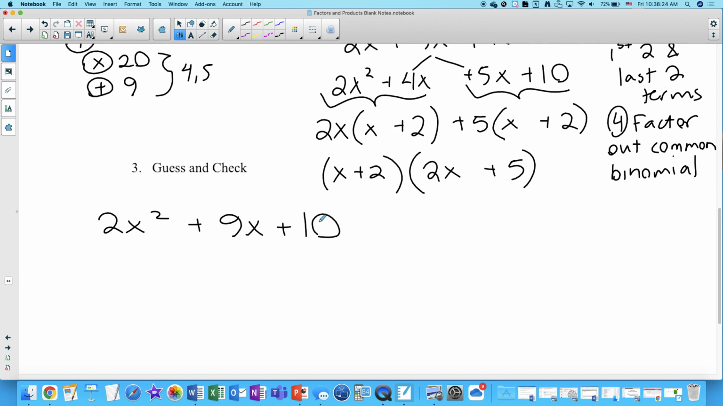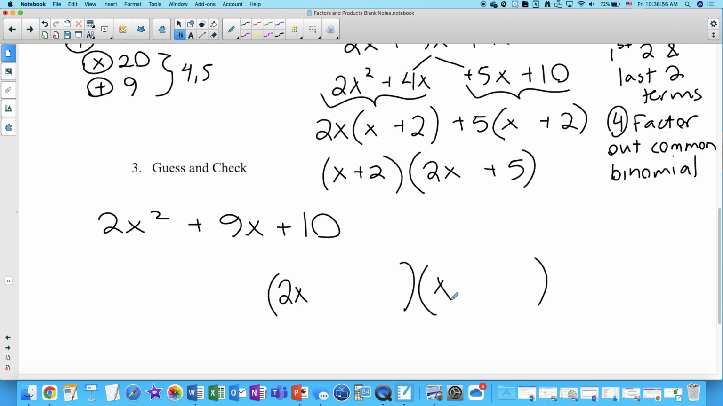We're going to set up 2 sets of brackets. I know that the first 2 terms need to multiply to 2x squared. The only way to do that is with the 2x and an x. The last 2 terms need to multiply to positive 10. So one thing that tells me is that they have to have the same sign. They either both have to be positive or they both have to be negative. In this case, what do they have? Are they going to be positive or negative?